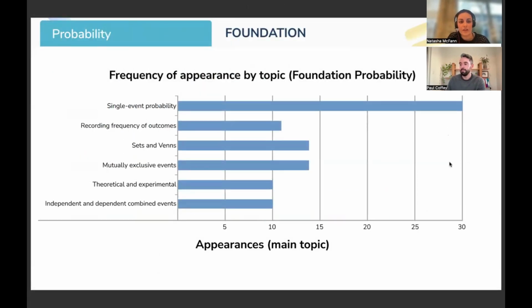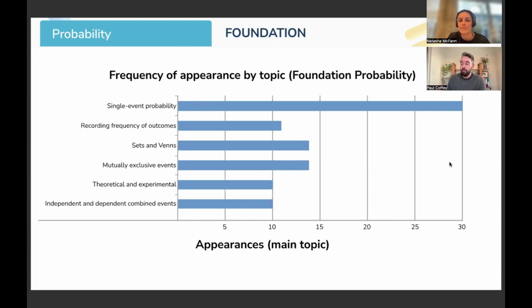And moving on to probability. So we've got single event probability with quite a large proportion of questions there. And this is mainly procedural, unlike geometry, isn't it, Paul? Very, very much so. So probability at foundation is mainly context free. So less time spent on problem solving and rich context, a lot more time spent on those fluency questions.